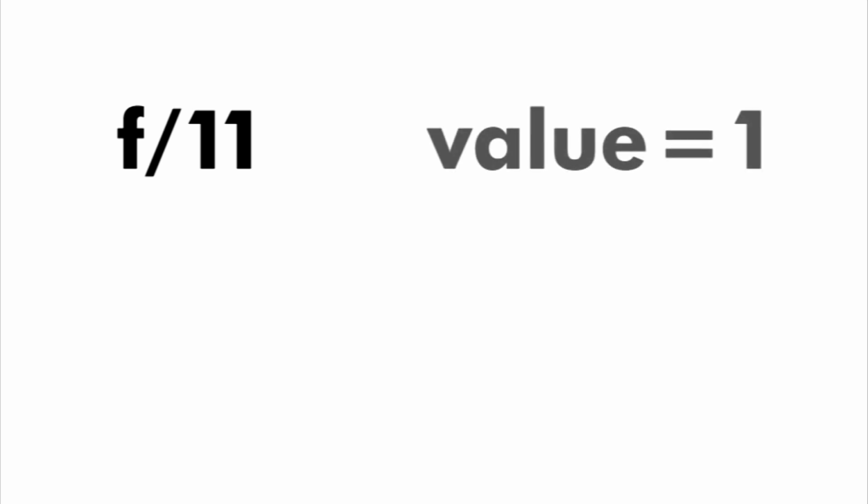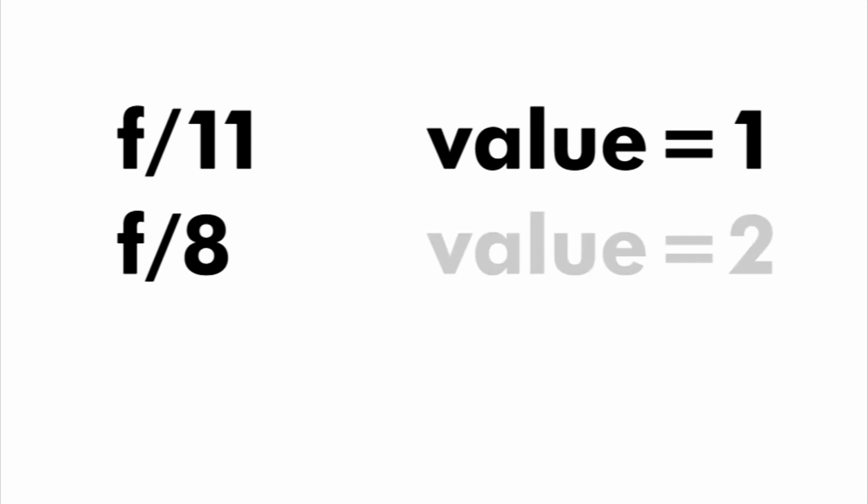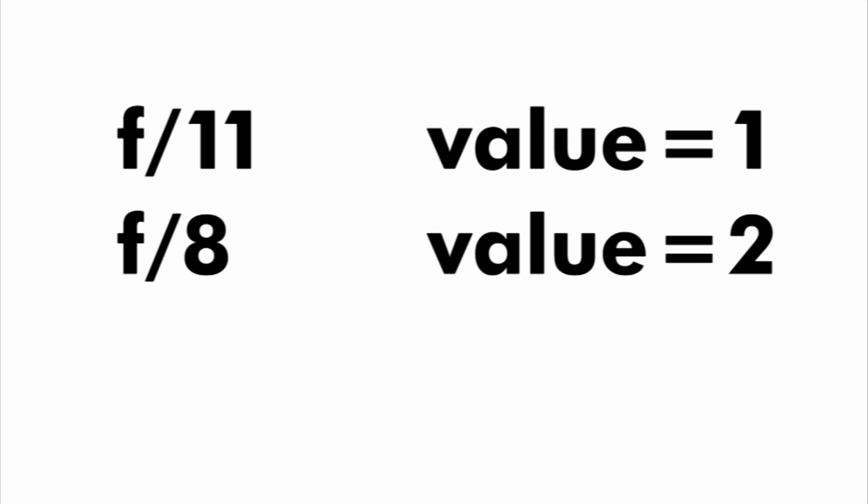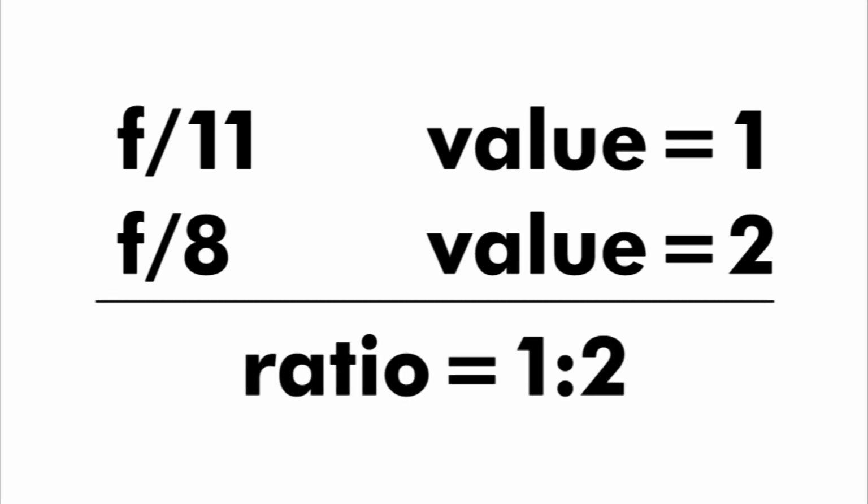Let's assume your light meter reads f11 for the main light. This f-stop number will be assigned a fixed value of 1. If you wanted to add fill light at one stop less than the main light level, you would set that light to read f8. The ratio between these two units would then be expressed as 1:2.